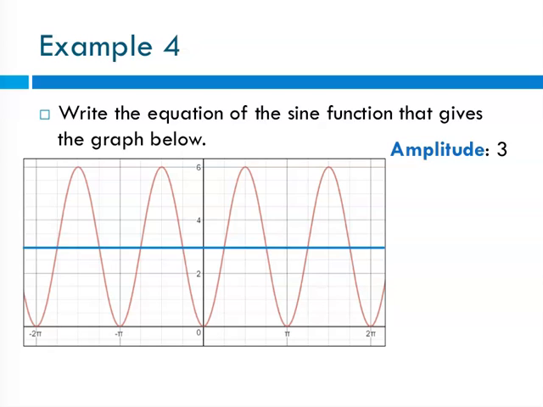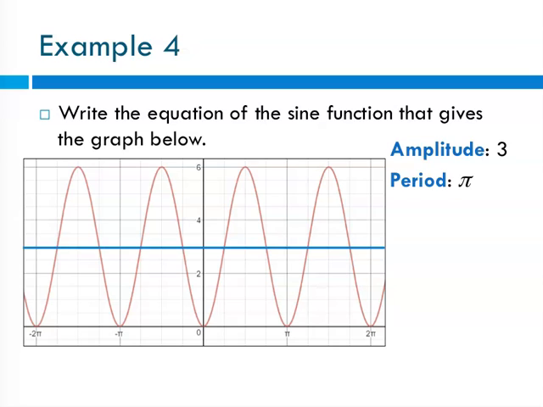Okay, now let's look at the period of the function. So I like to start at 0 and see where does my graph take me back to that point again. So in this case, it starts at 0, goes all the way up to 6, and then all the way back to 0, a distance of pi. So our period is pi.